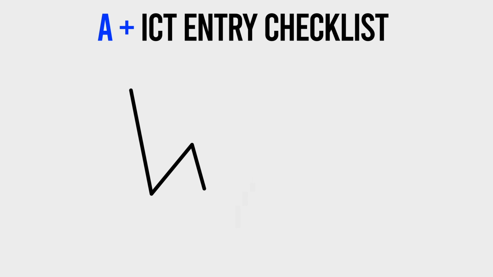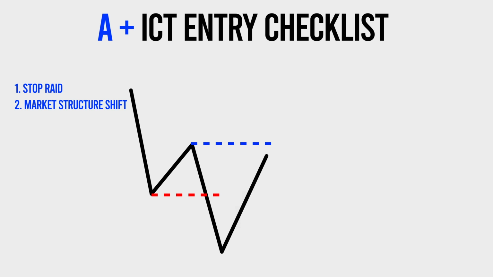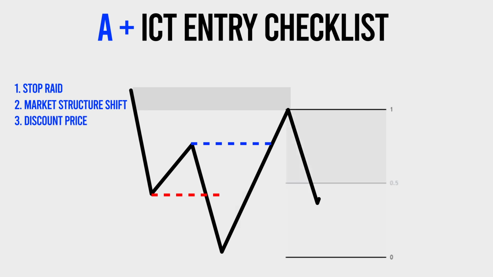When using this checklist, I focus on several key aspects, which we will discuss in sequential order. The initial aspect I prioritize is a stop raid, which indicates that a low point was established and subsequently breached. Next, I search for a market structure shift or displacement, signifying the forceful break of a previous high. Furthermore, I pay attention to areas of flexibility, often favoring price movements back into a discounted range.